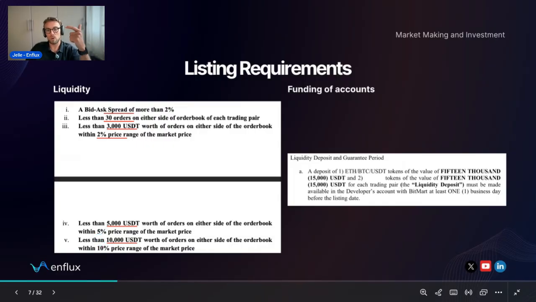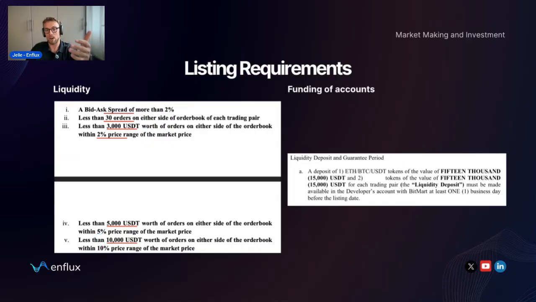So this is just a way for them to ensure that there's a healthy market. And I'll go into that in a bit. So liquidity is a big part that you need to maintain the moment you want to get listed. And you sign an agreement that looks like this, where they monitor this every single day to make sure you meet those requirements.